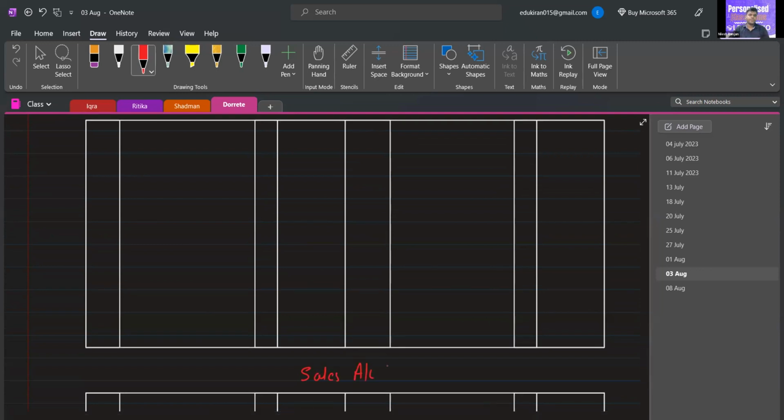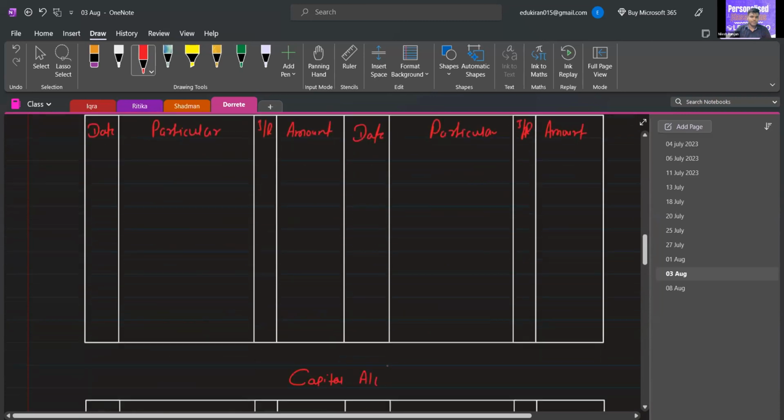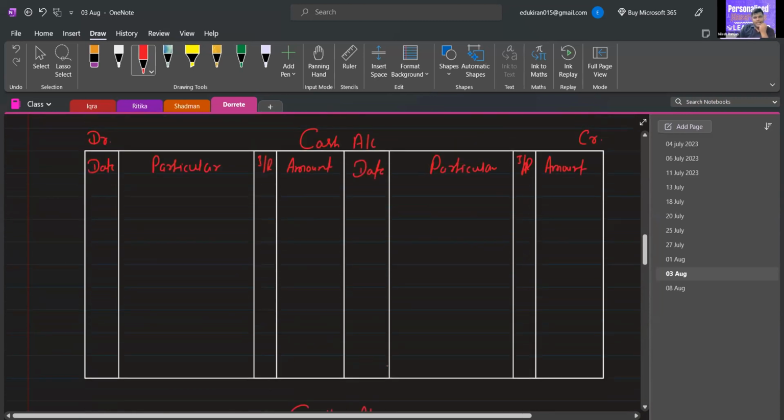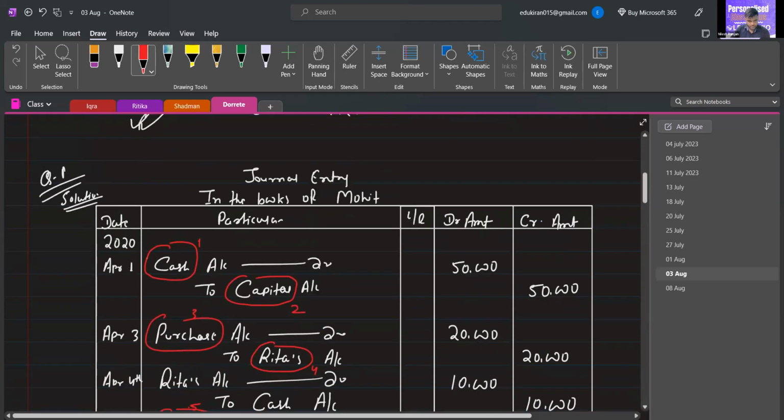Okay. So the first transaction that we have posted here is cash to capital. Cash account debit to capital account. So there are two accounts written. One is cash, the other is capital. So first it will be transferred to cash and then capital. For posting, we consider the name of the account first. So cash account debit to capital. Now, cash is on which side? Debit side. And capital is on the credit side.